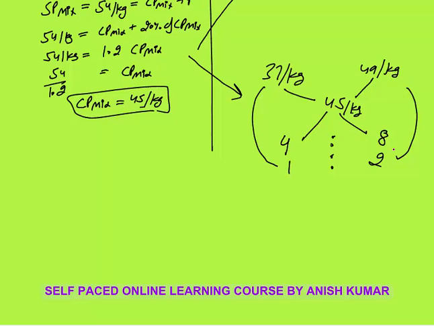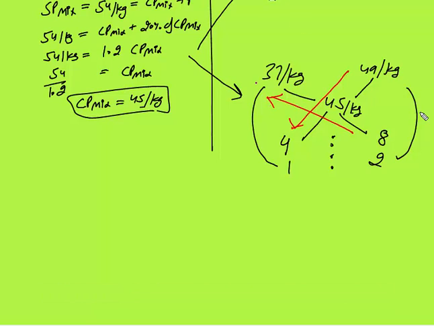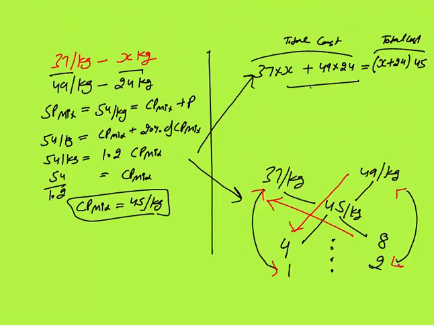You have subtracted diagonally. You can see that 49 minus 45 like this diagonally, 45 minus 37 like this diagonally. You have to subtract the smaller value from the larger value. So ratio is 1:2. Now 1 stands for 37 per kg and 2 stands for 49 per kg. 1:2 is the ratio we mixed.